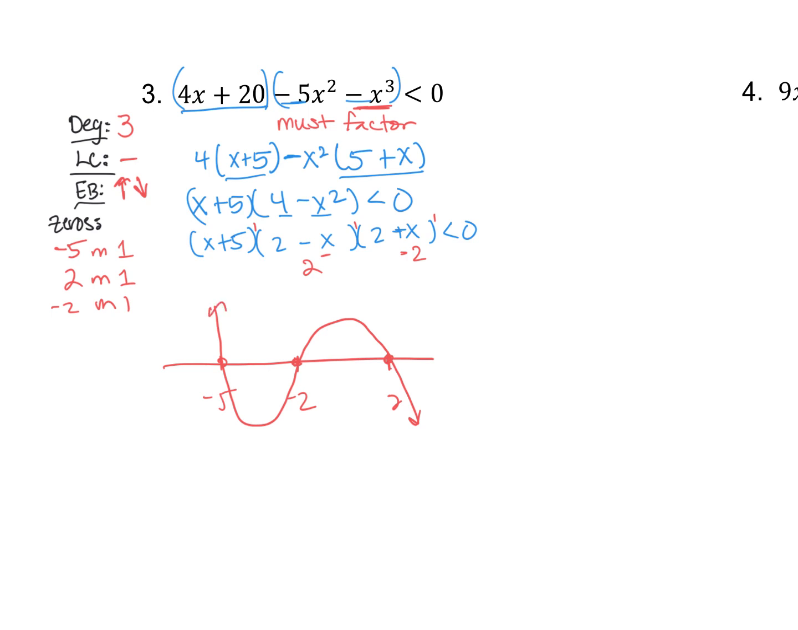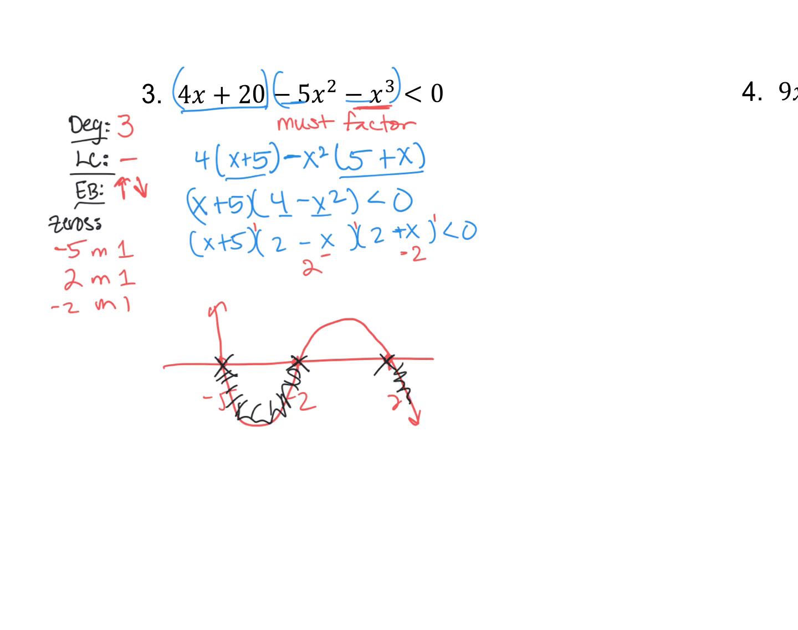Now, because it's just less than, I do not get to include those values. And then lastly, shade. It's less than, so it'll be below. So we're going to go from here to here, and then here to here.